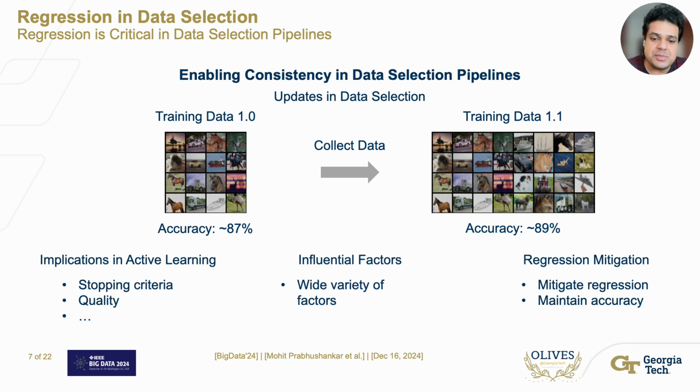We ideally want to enable consistency in the data selection pipeline, specifically for the application of something called active learning, which I'll talk about in the next few slides. There are a wide variety of influencing factors that might suggest why regression happens, and that is something that we'll discuss in the middle of this presentation. And finally, the last part of this presentation is going to be dedicated to a methodology called ROSE, which will help us mitigate regression while maintaining our accuracy as well. So these are the three important parts of this presentation, as well as the parts in the paper itself.